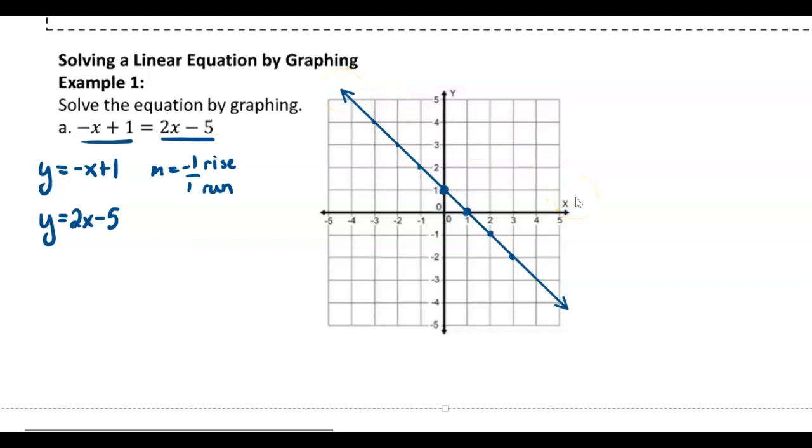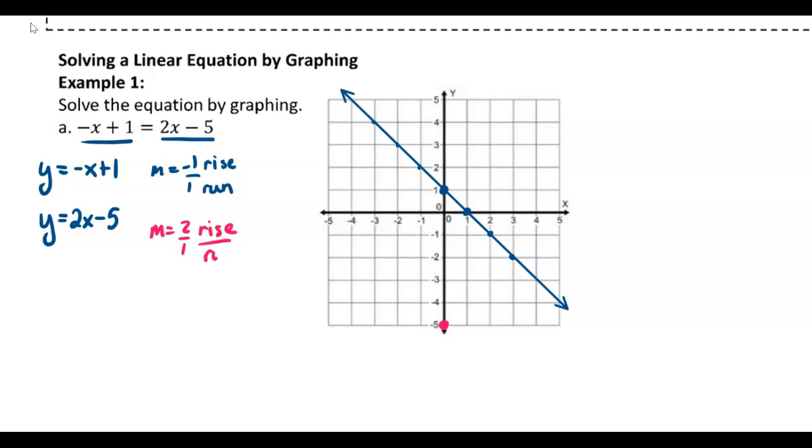And then you do the same thing for the right side. So the y-intercept is -5, and then the slope is 2. So think of that as 2 over 1. Remember, it's rise over run. So up 2 over 1. Up 2 over 1. Okay, so now I'm just going to draw my line in real quick.